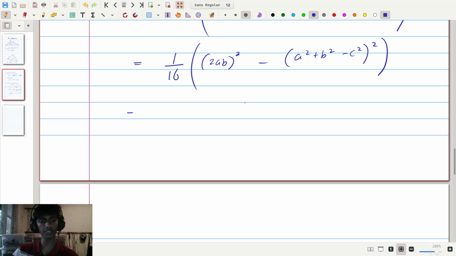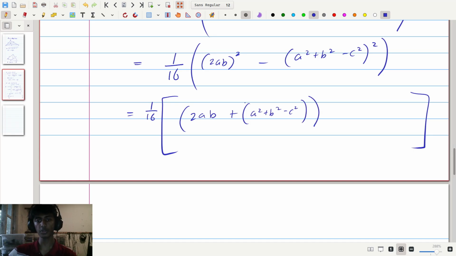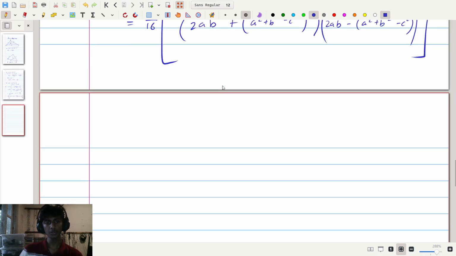So this is 1/16 times, and I'm going to put square brackets for the big one and then curly brackets for anything inside. For the first thing we have the sum of these two, which is 2AB plus, and then in brackets A squared plus B squared minus C squared, and then this has to be multiplied by the difference of the two. So that is 2AB minus A squared plus B squared minus C squared. So we have this.